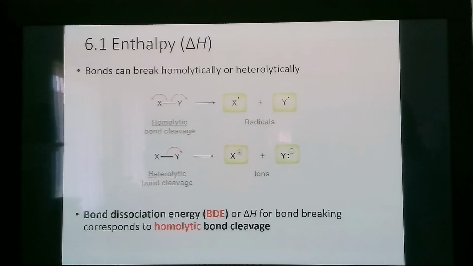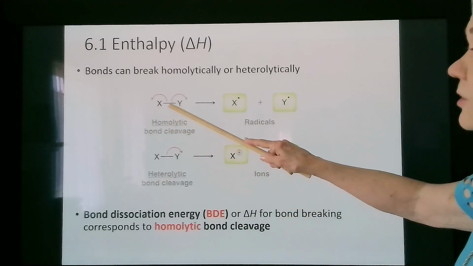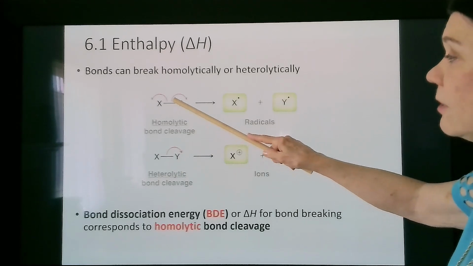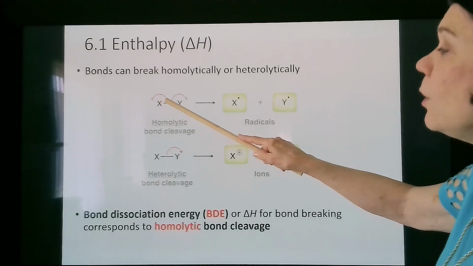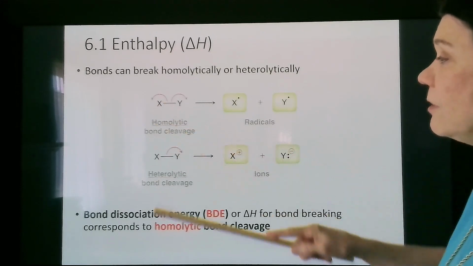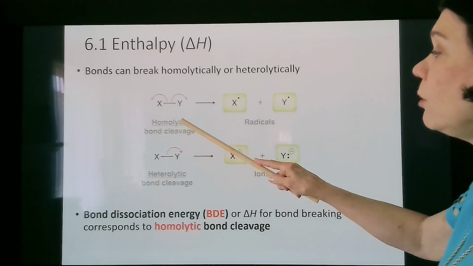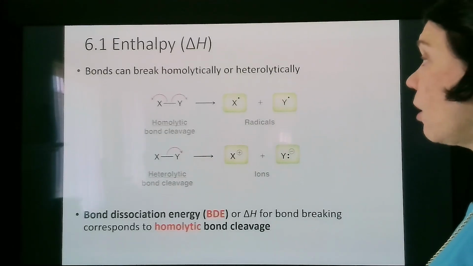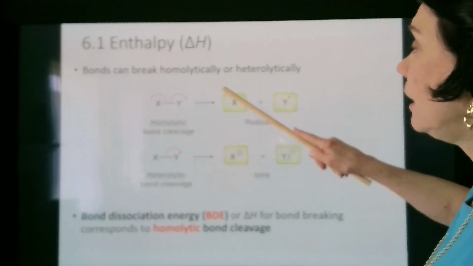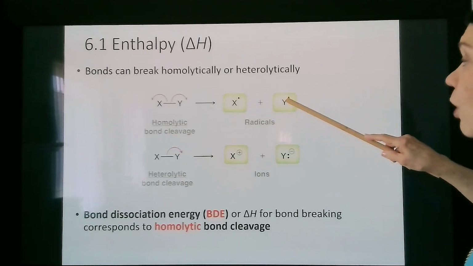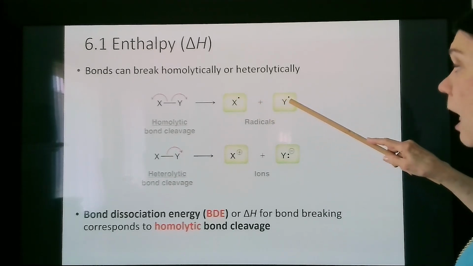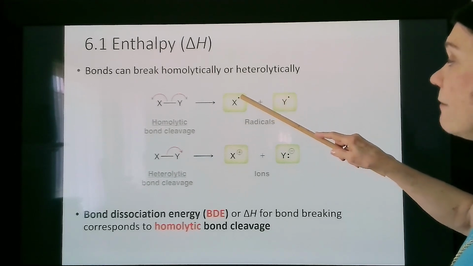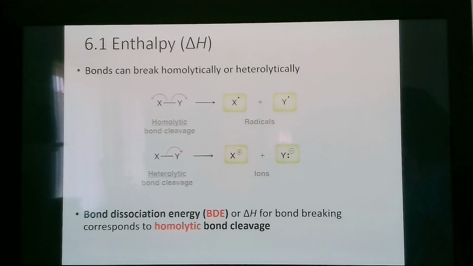So here, what I was just talking about is this sort of bond cleavage where one electron goes with one atom that was involved in the bond, the other electron goes with the other atom that's involved in the bond, and this is called a homolytic bond cleavage. It's called homolytic because here the two fragments that are produced are alike in that they're both radicals. They each have one unpaired electron.